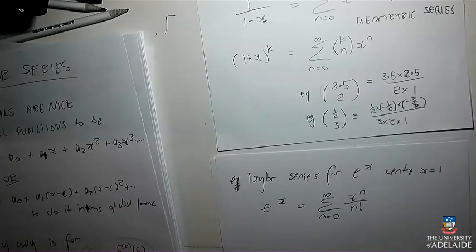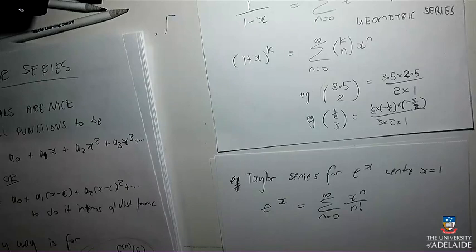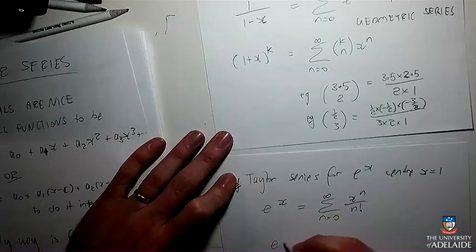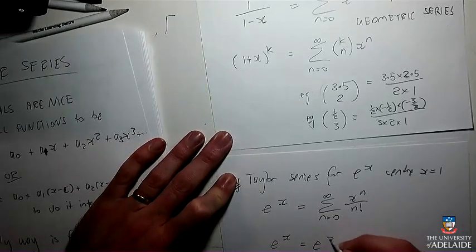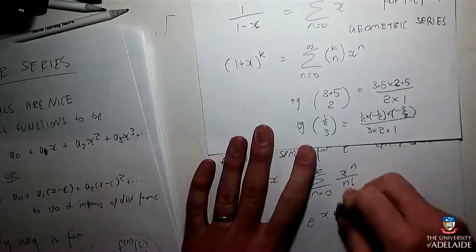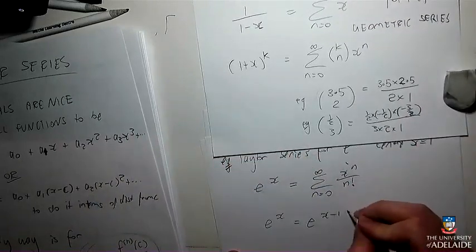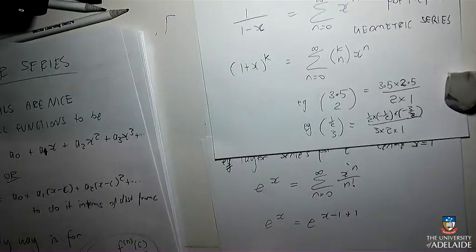And I would like this to not have x to the n, but to have x minus 1 to the n, right? So I'm going to arrange for there to be an x minus 1. Ready? Now there's an x minus 1.